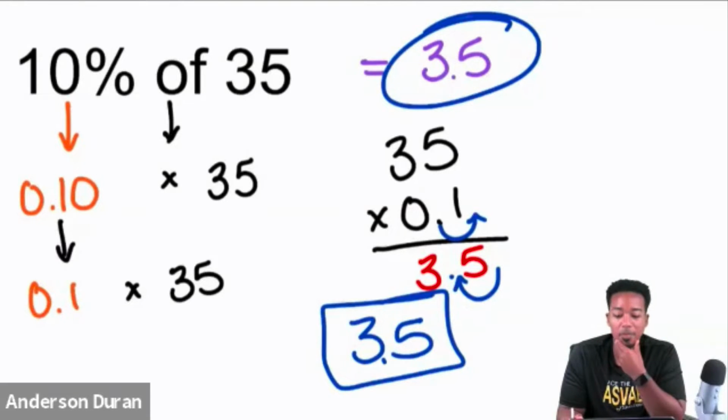Coach, does it really matter on the test if it's 3.5 or 3.50? Doesn't matter. No, because 3.5 and 3.50 are really the same thing. Typically, what you're going to see in the answer choices, they're going to give you the answers in the simplest form. So they'll typically just give you 3.5.